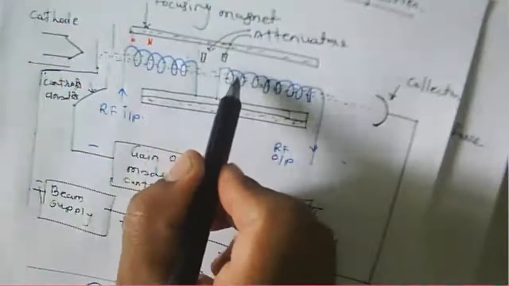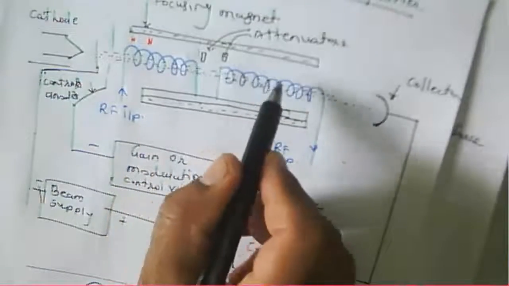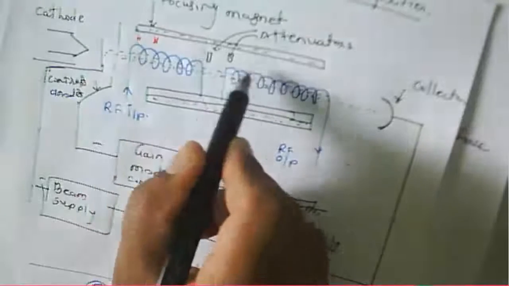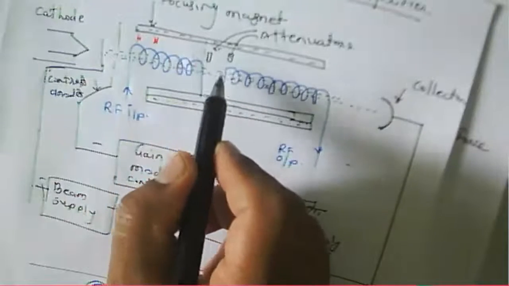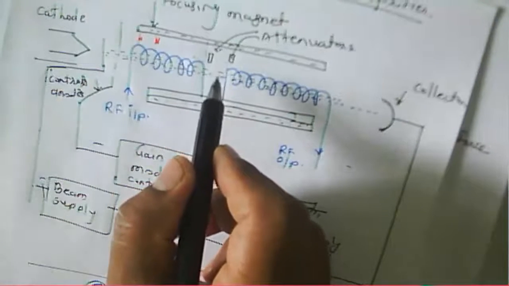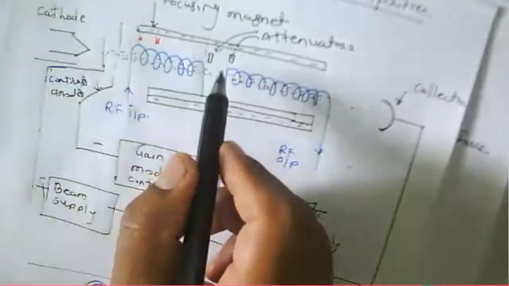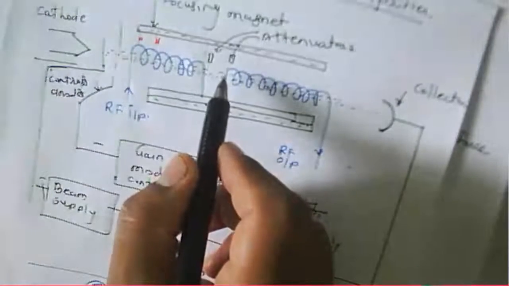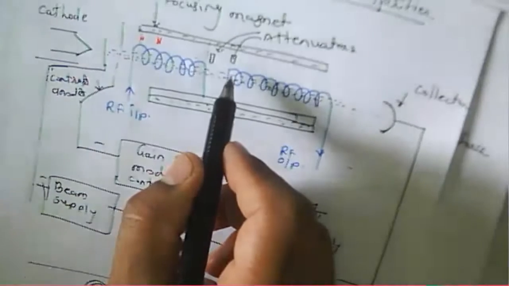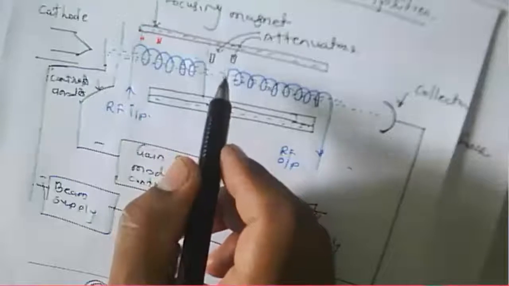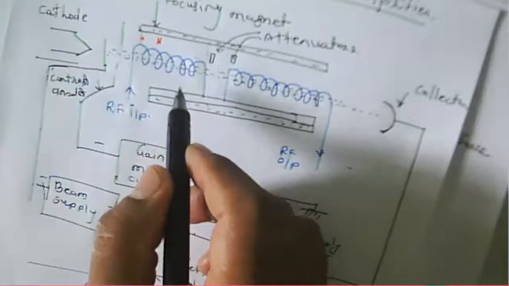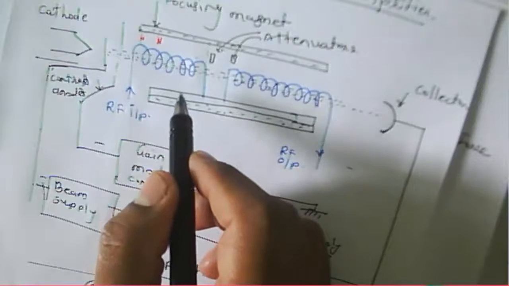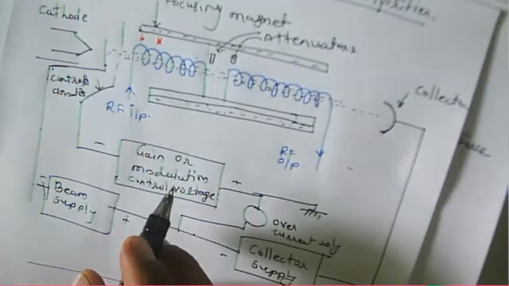Then attenuation. Why are attenuators used? Because some of the signal will be reflected back, they will come here and be reflected back here. To avoid it, attenuators are used. So we can consider that there are various types of slow wave structure that we can use.